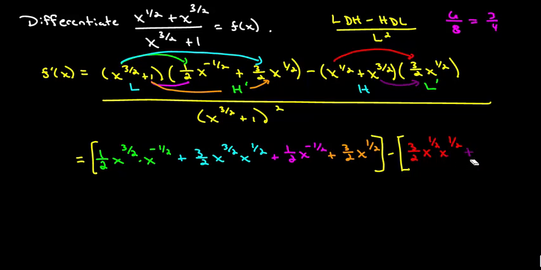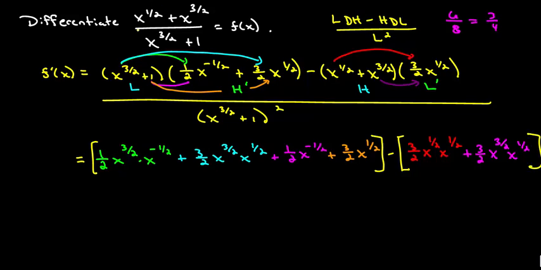You know what? Let me switch colors. I don't like that. We'll do the lighter purple. That one shows up just a little bit better. So that'll be plus 3/2 x to the 3/2 times x to the 1/2.